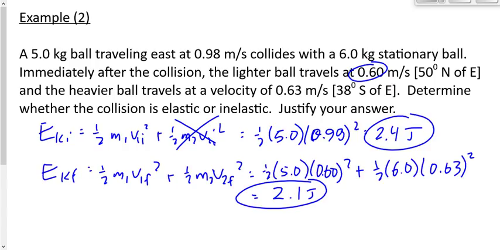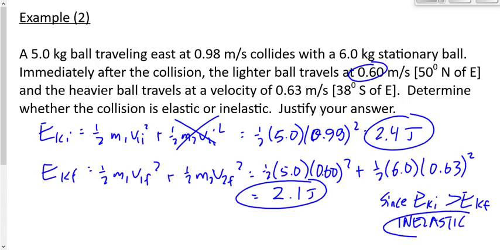Elastic or inelastic? Inelastic. We guessed it was going to be inelastic because it is most times. But again, since EKI is greater than EKF, it's got to be inelastic. I've got a question for you though. If I rounded these to 1 digit, 2 joules, would we now say it was elastic? No. Well, why should I not round it to 1 digit? We're given 2 digits here.